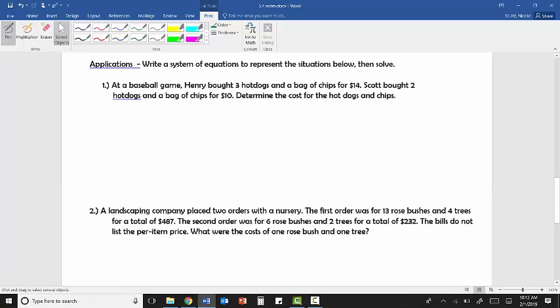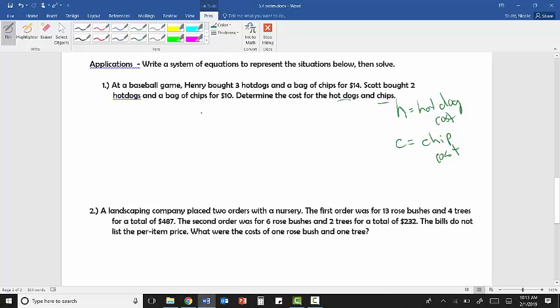Okay, so now we're going to put our skills together with a word problem. So it says, at a baseball game, Henry buys 3 hot dogs and a bag of chips for $14. His friend buys 2 hot dogs and a bag of chips for $10. Determine the cost for hot dogs and chips. So there are your 2 variables. You're asked to find how much a hot dog costs, so maybe I'll use h for that. So off to the side, you want to write h equals hot dog cost. And we'll use c for chip cost.